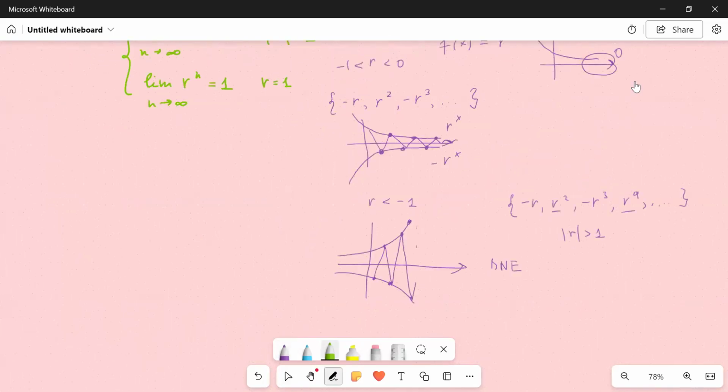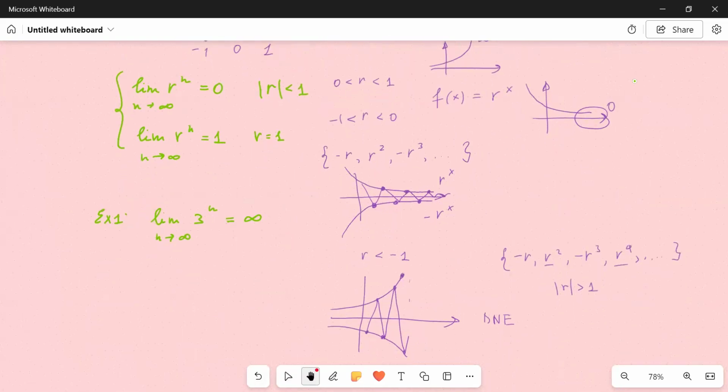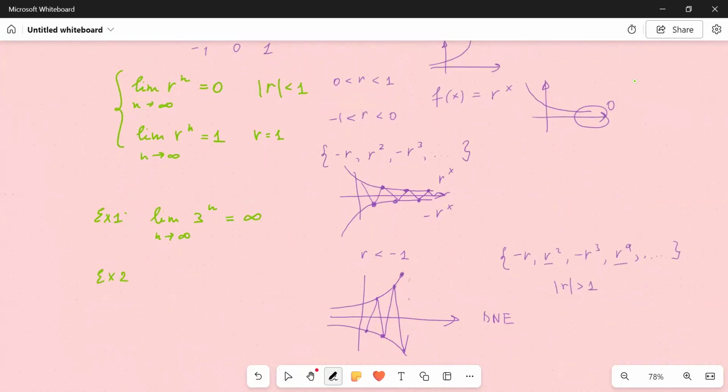So let's consider example number 1. Let's consider what is going to be the limit of 3 to the power of n. Well, 3 to the power of n is greater than 1, so it belongs to this area, so the limit is going to be infinity. And you don't need to calculate it actually, because it's already known that it's going to be infinity.